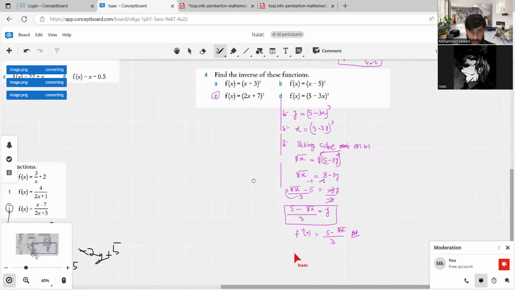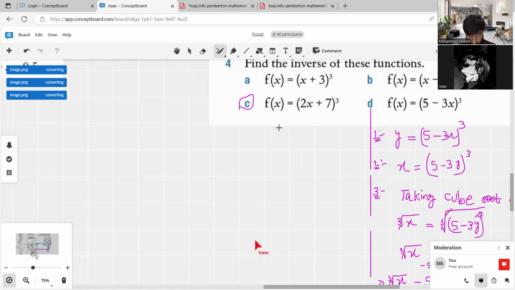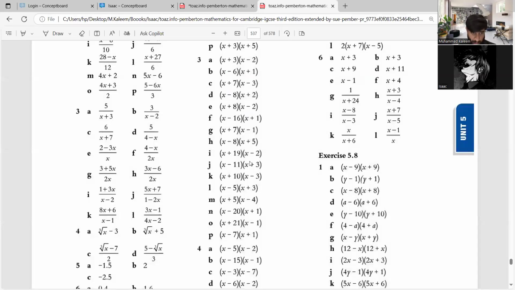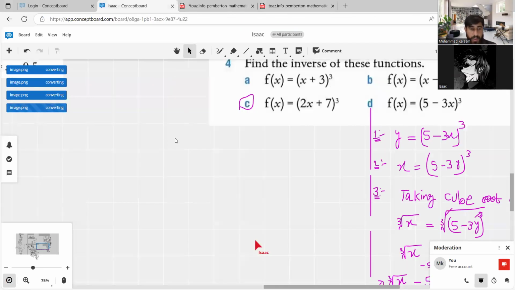Okay, now it's your turn. You have to solve the C part. Until then, I will paste the answer sheet. Okay, just let me know. I will write for you then.